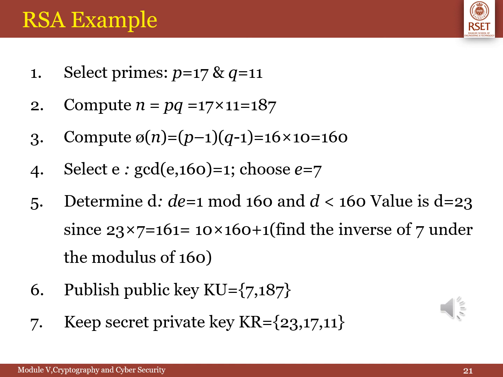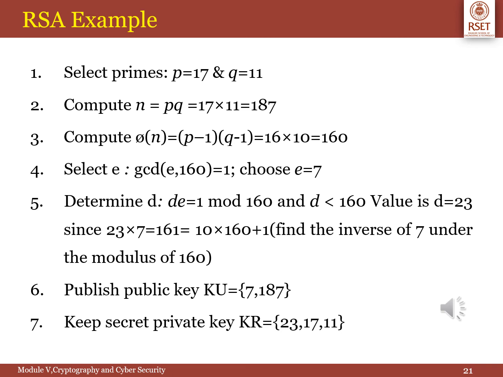That is, e and 160 should be relatively prime to each other. So, e could be taken as 7. 7 and 160 are relatively prime to each other. Now, using this e, we are trying to find out the decryption key d. To find the decryption key, d will be the multiplicative inverse of e under the modulus of phi of n, under the modulus of 160. So, d could be found as 23.